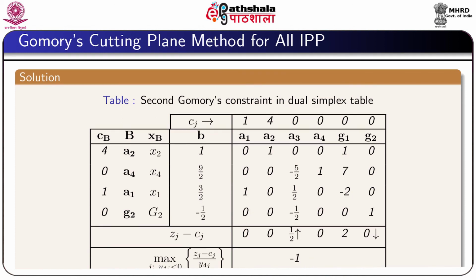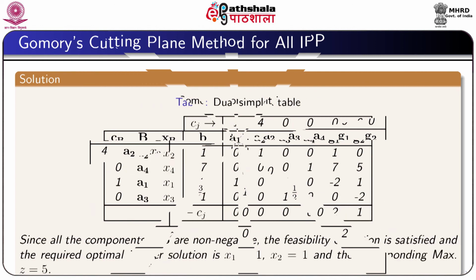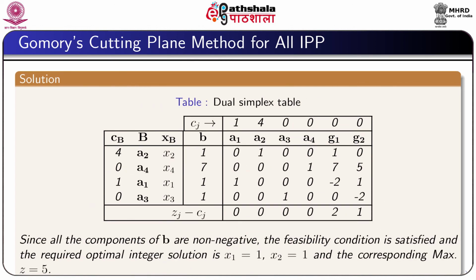Now, this slide shows that the feasibility condition is not satisfied because a component of B is negative. Therefore, we choose G2 as the departing vector and A3 as the entering vector and we proceed for the next iteration. This slide shows the final iteration. So, feasibility condition is satisfied here as well as we find the integer solution x1 equal to 1 and x2 equal to 1 and the corresponding maximum value z equal to 5.